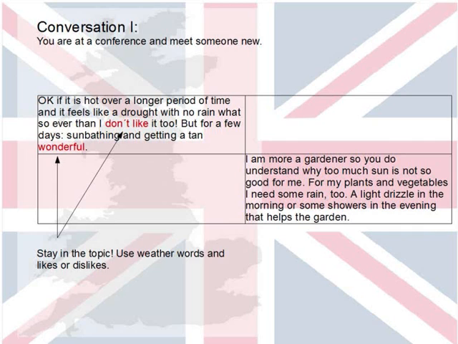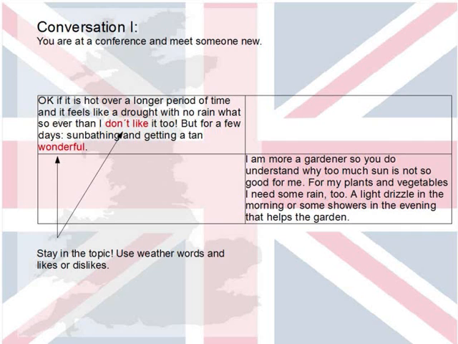So let's have a look at Bob's answer, or his way to continue the conversation. He stays in the topic, and of course to stay in the topic he uses weather words again. He's using words like sunbathing, like a drought, and other words. Also he talks about personal preferences again. He tells us what he likes and what he dislikes. So this is how you can keep a conversation going.